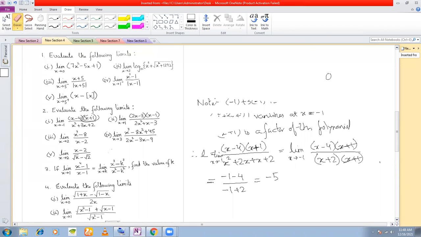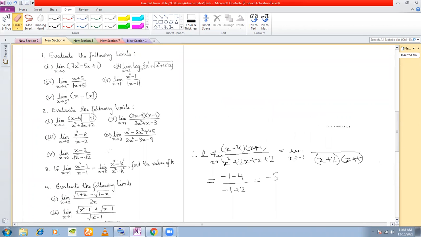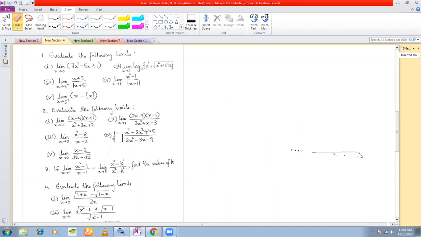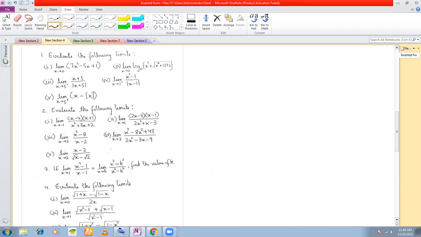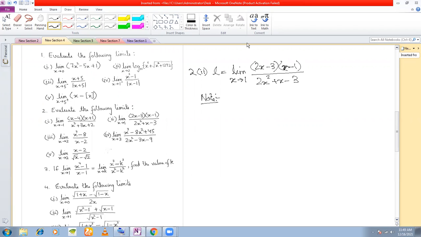Yes, sir. We move on to the next question, part 2. Part 2 is also a very similar problem. Start by L is equal to limit x tends to 1, (2x minus 3) into (x minus 1) by 2x square plus x minus 3. Okay, now if you see, I have in the numerator 2x minus 3 and x minus 1. Okay, so if you put numerator equal to 0, what do you get? X is equal to 3 by 2 and x is equal to 1.